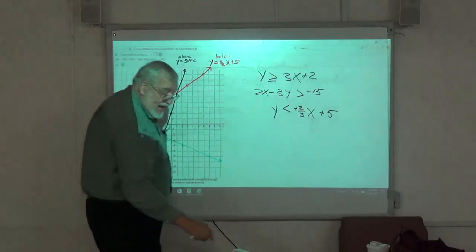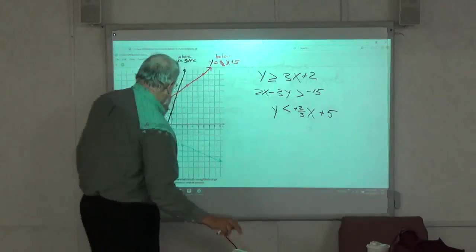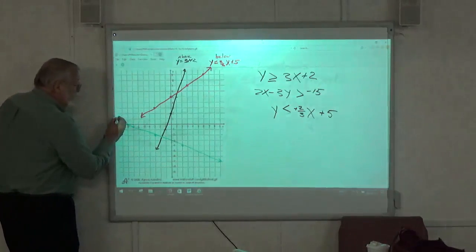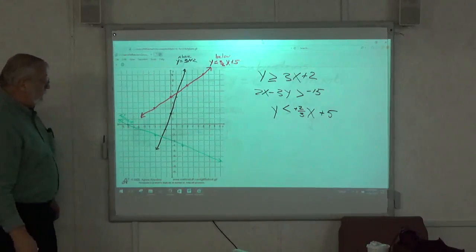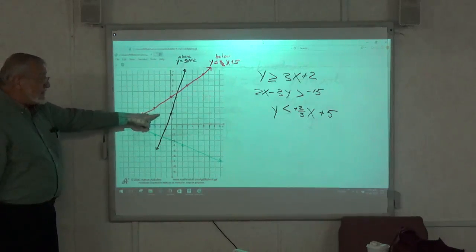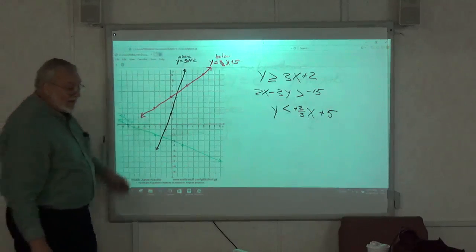Now what does it say about that? It says y is greater than. So I need to be above this line. All right, so it looks like this is going to be this area right here, doesn't it? Huh? It's going to be right there. It looks like that's where it's going to be.